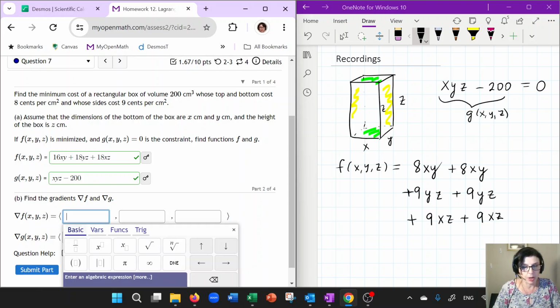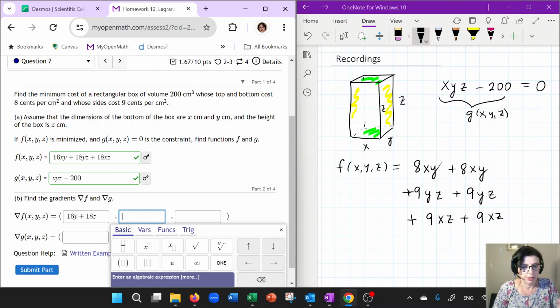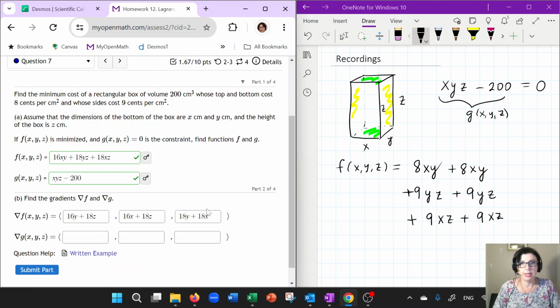So 16xy with respect to x will be 16y. 18yz will be 0 because it doesn't have an x. And then 18xz will become 18z, because 18 and z are constant multiples. Similarly, the derivative with respect to y: from the first term is 16x, from the second term 18z, and nothing from the last term. Finally, for the z derivative, we get nothing from the first term, then 18y plus 18x. Okay, so that is the gradient of f.